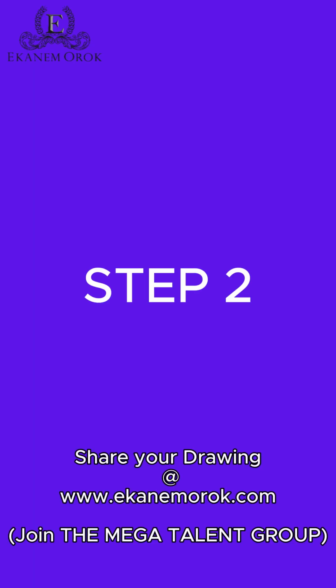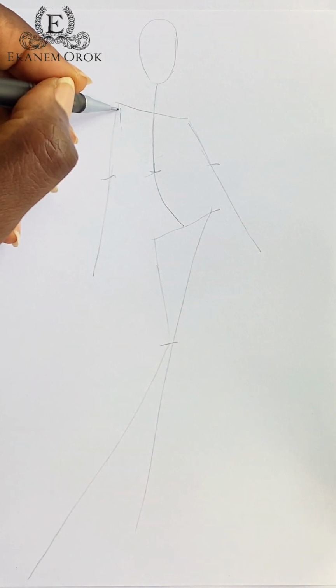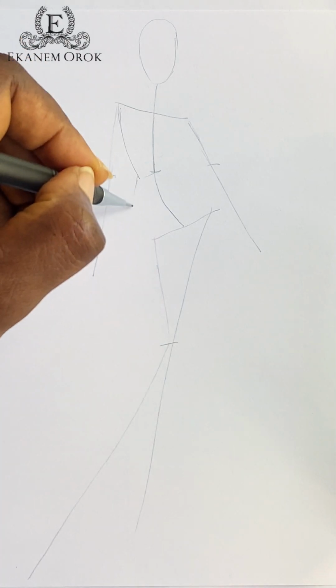Step 2. Draw the body form over the skeletal structure of the model.